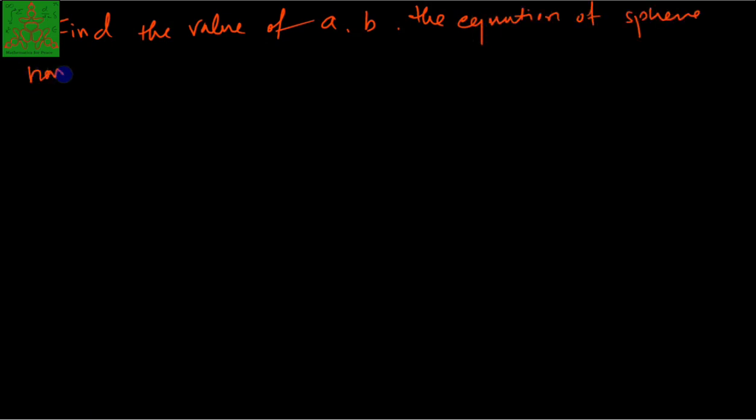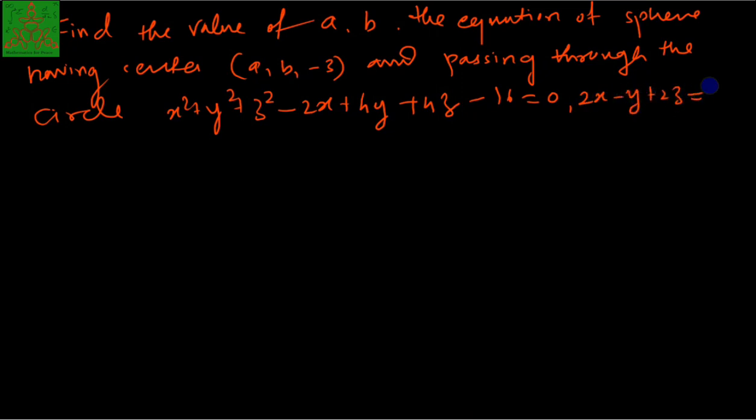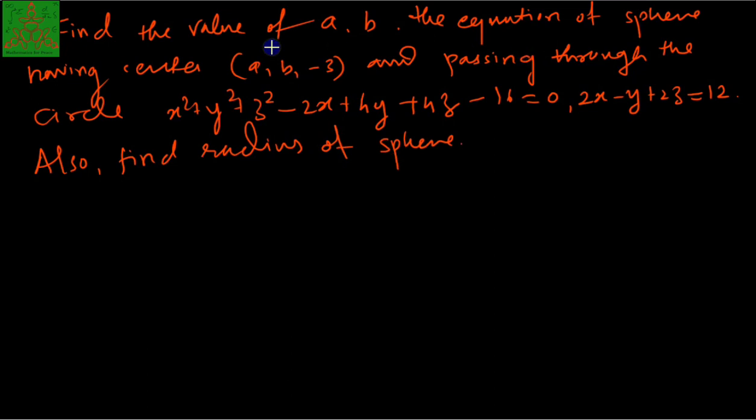Let us solve a couple more examples. The question is, find the value of a and b. The equation of the sphere having center a, b, minus 3, passing through the circle x square plus y square plus z square minus 2x plus 4y plus 4z minus 16 equal to 0, and 2x minus y plus 2z equal to 12. Also find the radius of the sphere. We need to calculate the values of a and b and also the radius of the sphere.